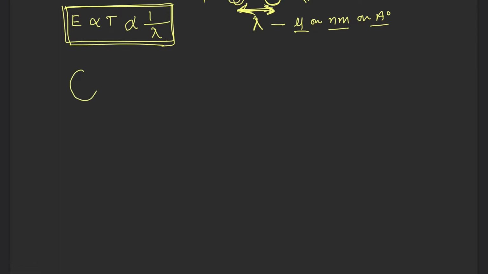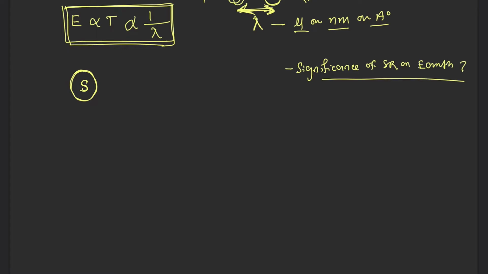In the case of solar radiation, the sun is radiating energy in electromagnetic wave format. So what is the significance of solar radiation on our earth?